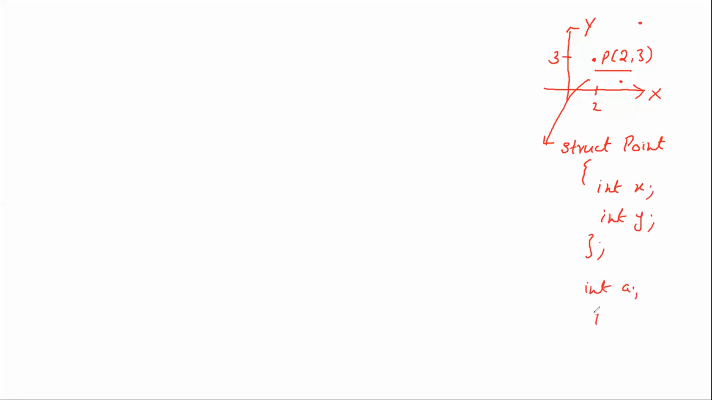Now point is a data type, so just like you write int a, now you can write point p. The only difference is that p is a composite data type, so p will have x and y, and you can assign them values, that x coordinate is 2 and y coordinate is 3, right?